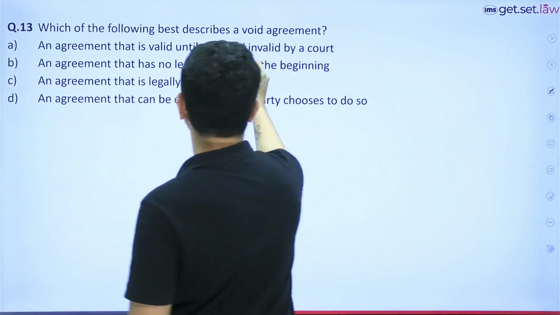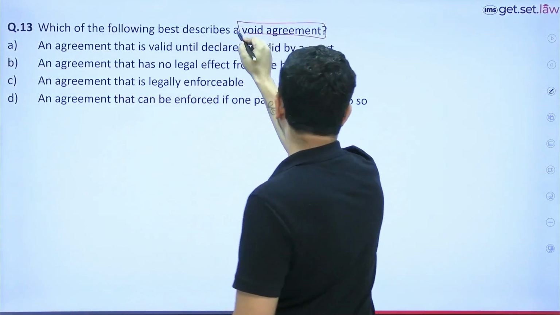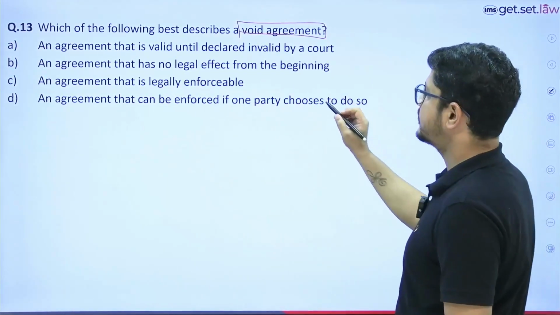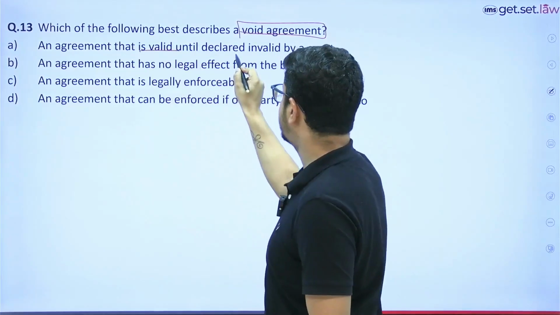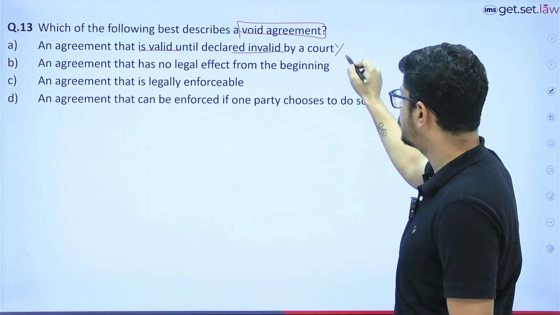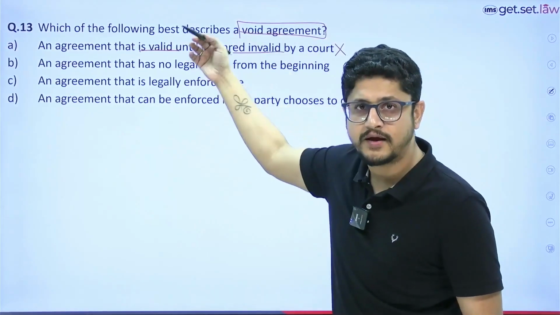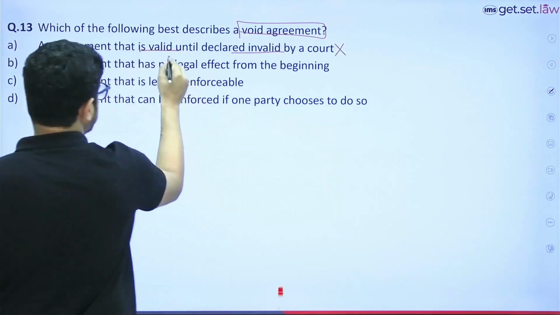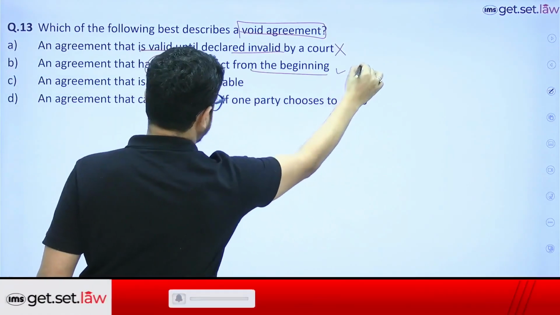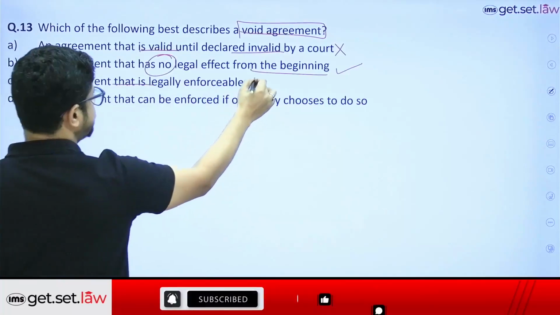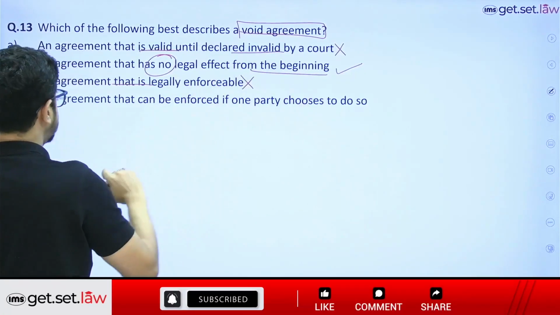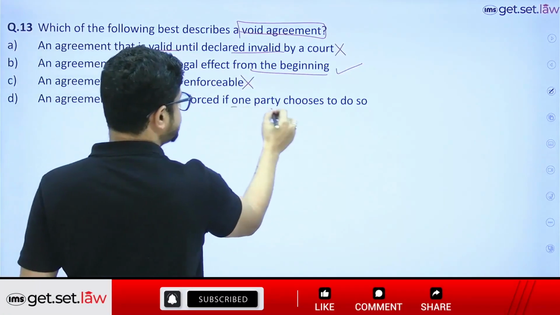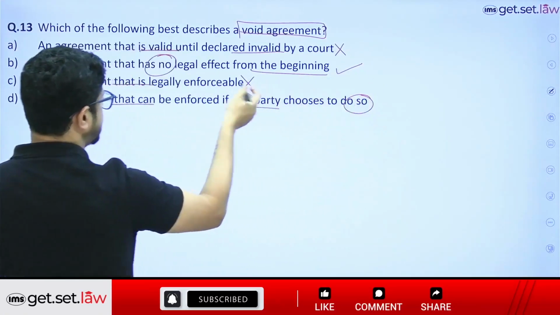It says, which of the following best describes a void agreement? Now, what is a void agreement? Is an agreement valid until declared invalid by the court? No. They are asking what a void agreement is. A void agreement means one that has no legal effect from the beginning. An agreement that is legally enforceable is a valid contract. An agreement that can be enforced if one party chooses to do so is voidable. So the correct answer is option B.